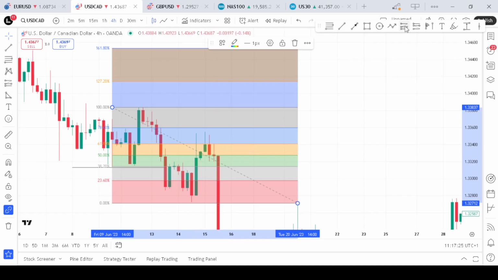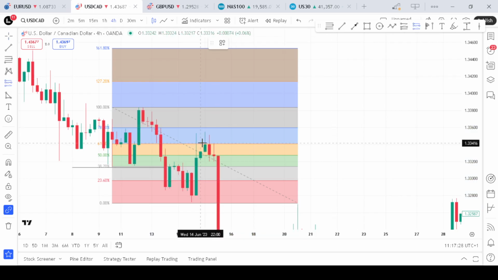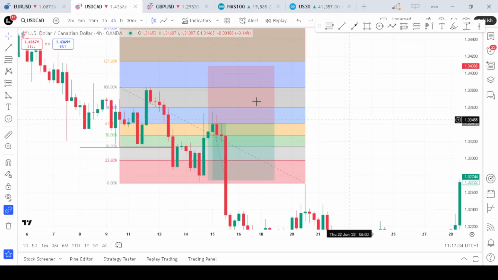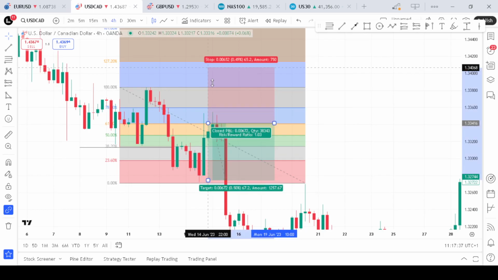We'll enter a sell trade in this particular area, and we place our stop loss around the previous swing points. As we can see, this is a previous swing point above the 100%. This is where we place our stop loss, just above the level.